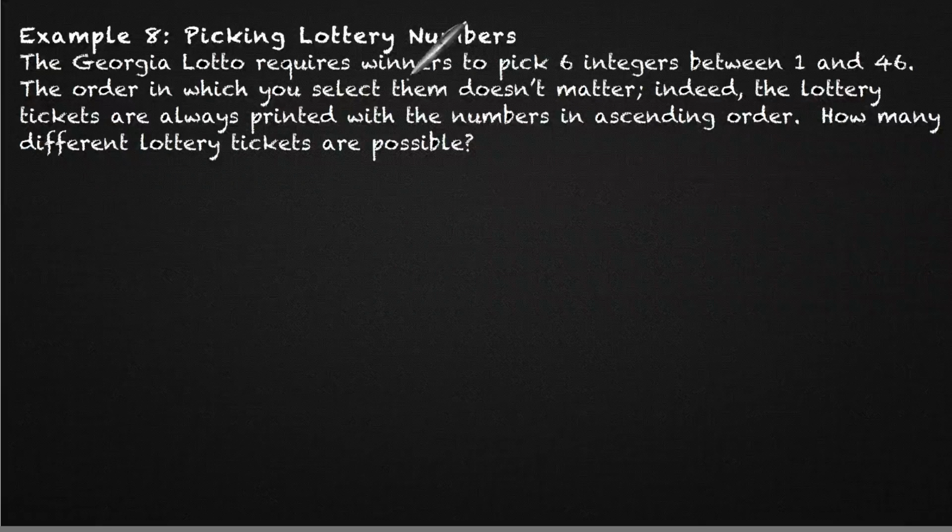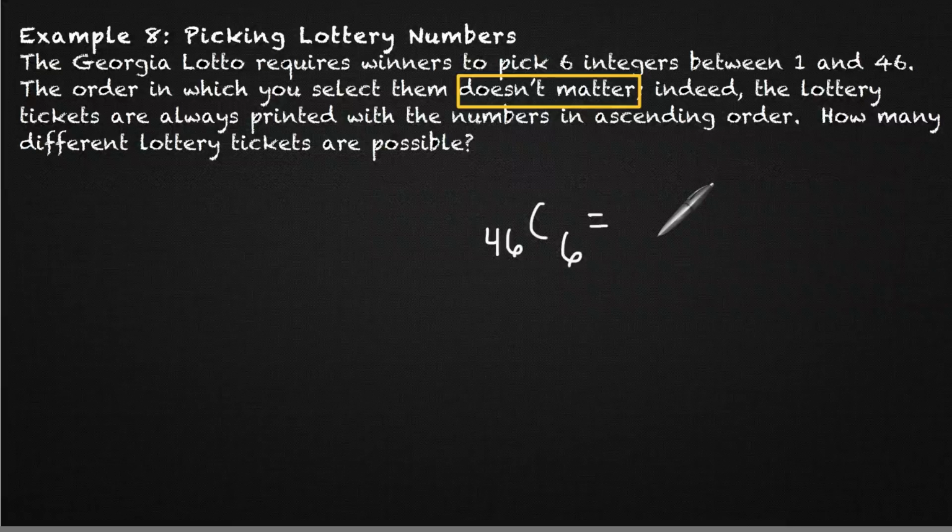Okay, example 8 says the Georgia Lotto requires winners to pick 6 integers between 1 and 46. The order in which you select them doesn't matter. So let's go ahead and make sure that that is clear. The order does not matter. So we know when it says that, we need to use a combination. So that is going to be, out of 46 numbers, choosing 6 of those numbers. And when we use our calculator, we will get the number 9,366,819 different lottery tickets.